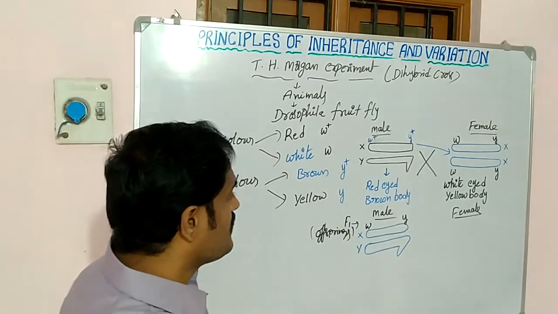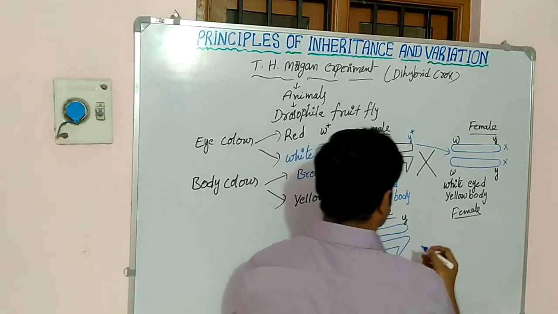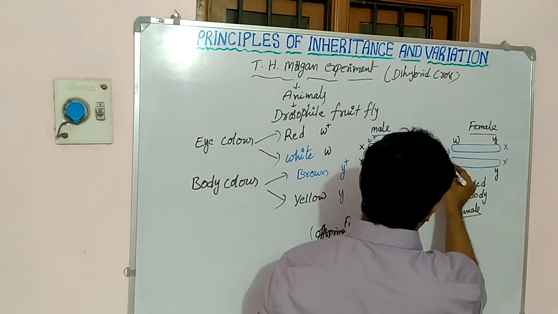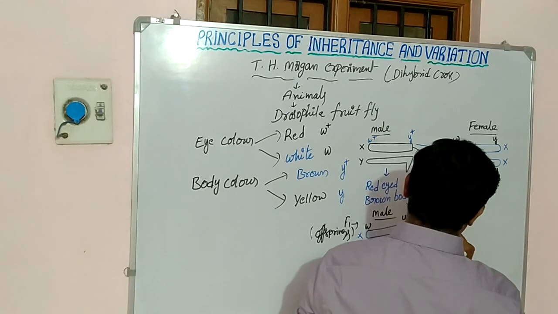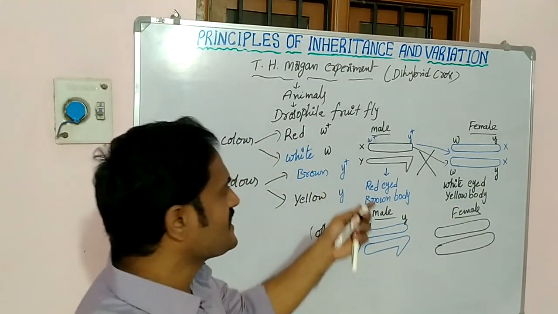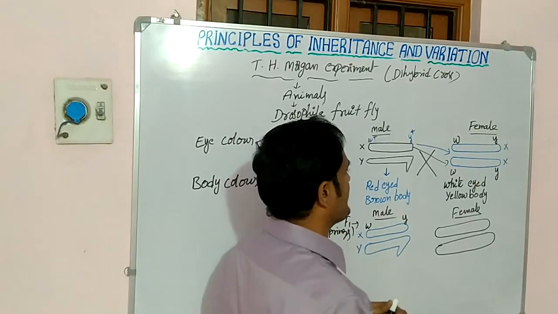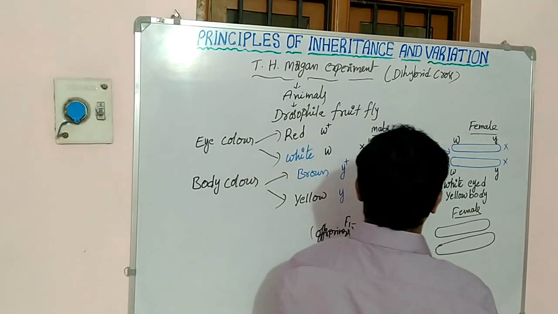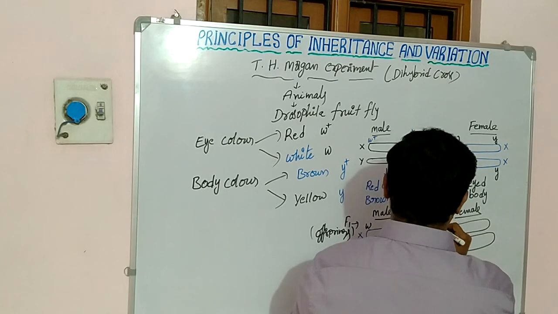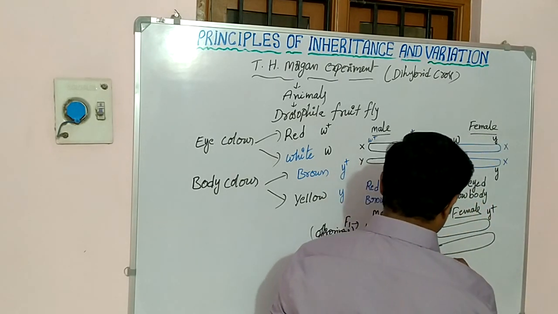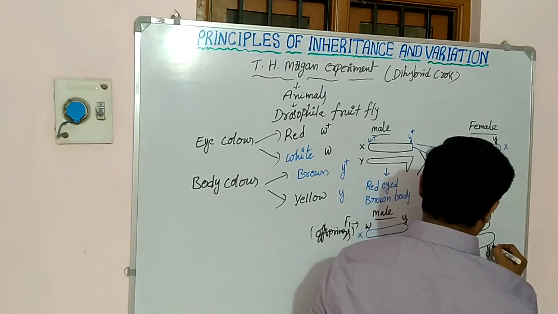Then coming to the female, another type. Female means both are X. So this is fused with this one, so both are X only. Here also genetic material is exchanged. So what kind of genes are present here? W plus and Y plus, and here also W plus and Y plus.